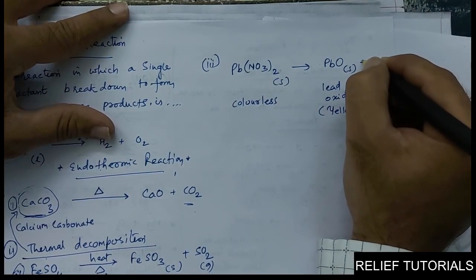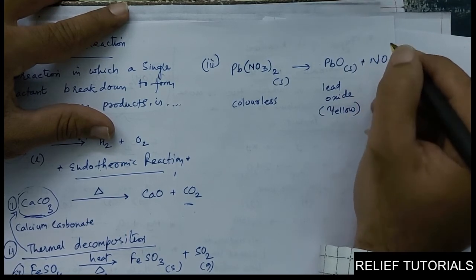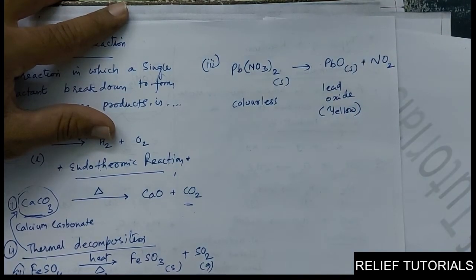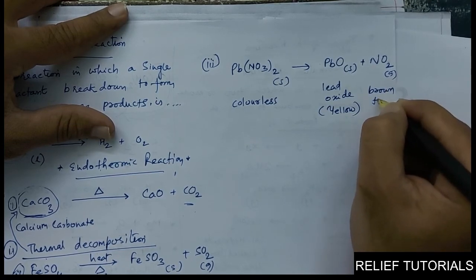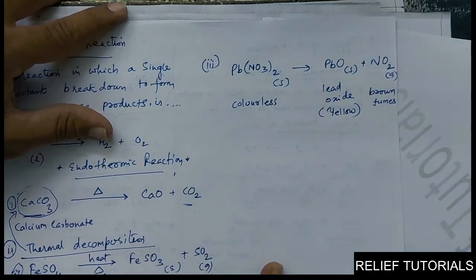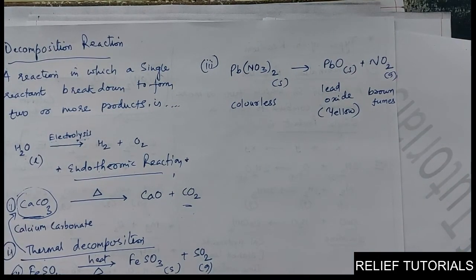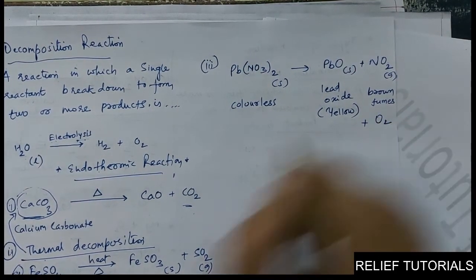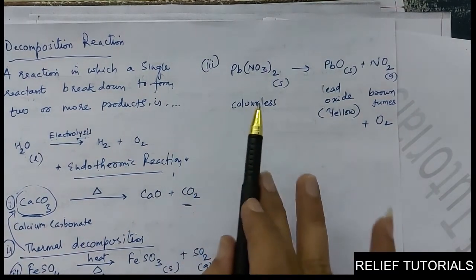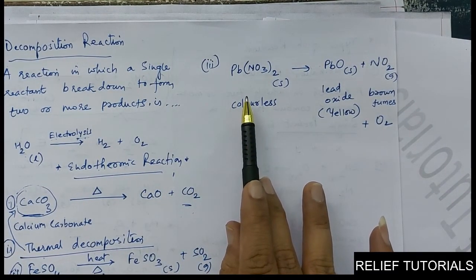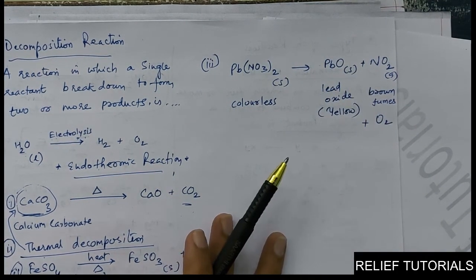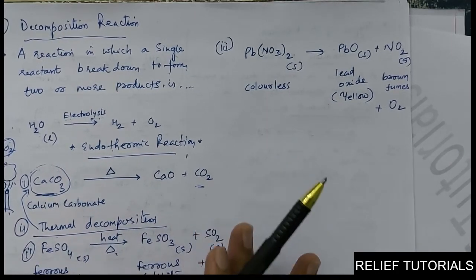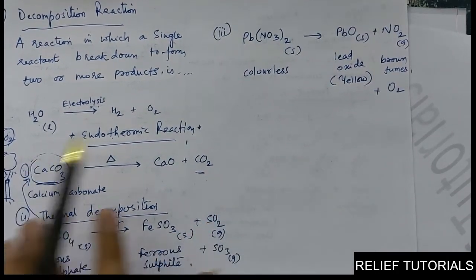Along with this lead oxide, it releases nitrogen dioxide gas, which is in the form of brown colored fumes. Brown fumes of nitrogen dioxide gas are released, and also oxygen gas is released. So one reactant is divided into 3 products. Right now the topic is types of reactions, so we are not focusing on balancing. Otherwise, each and every reaction must be balanced.